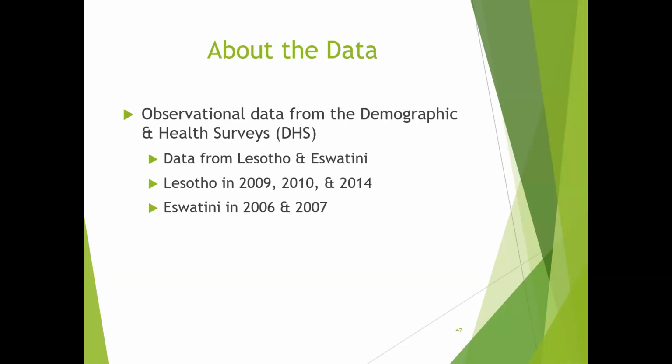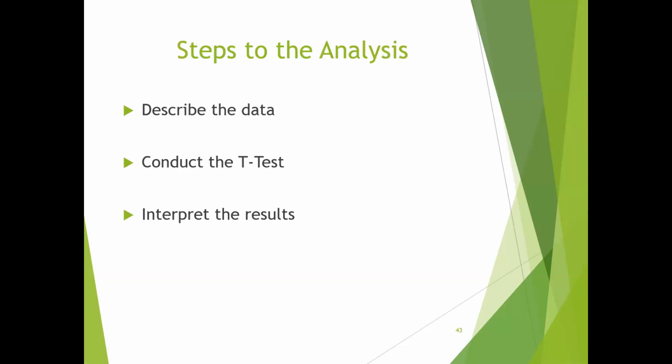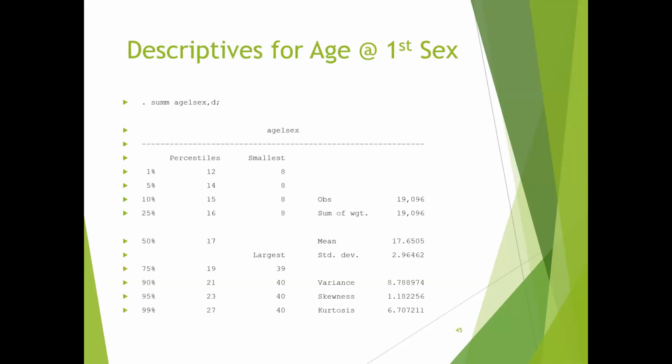Now, the reason I'm using these data is because they have very good data on the age at which people initiated sex. And of course, they've got really good observational gender data. Okay? Questions about that? So, moving on, next slide, slide number 43. Here are the steps to the analysis. I need to describe the data. I need to conduct a t-test. And I need to interpret the results.